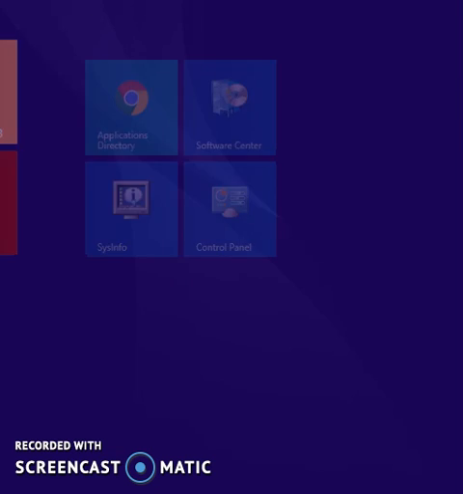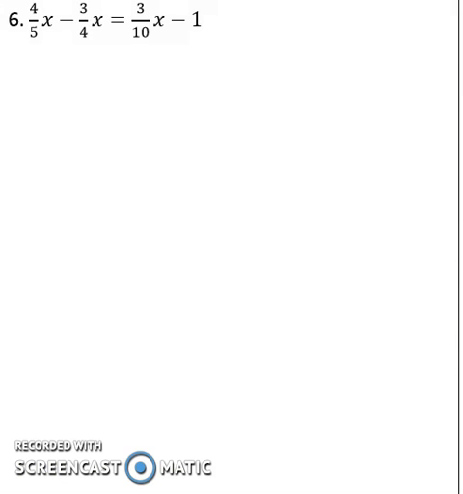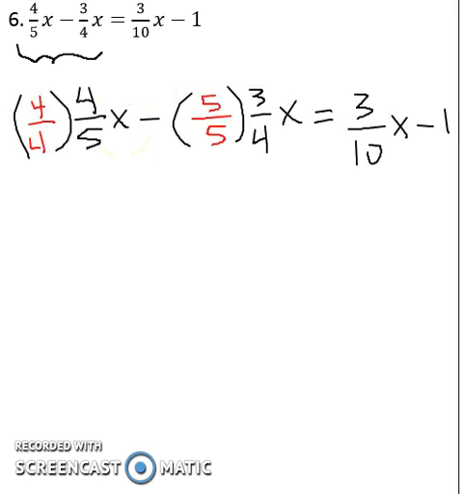Okay, so for our next problem, we have a lot to do here. We have to combine terms with x to start. So let's look at the left first. We need to get a common denominator. So I'm going to need to multiply the right side by 4 over 4 and the left side by 5 over 5 to get a common denominator of 20. Okay, so by multiplying left and right fractions here, we end up with the common denominator of 20.